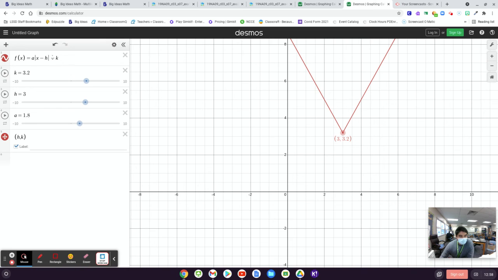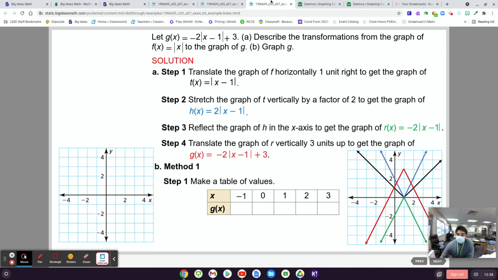So yeah, this is what we call the vertex form of an absolute value function. So yeah, that is the video on absolute value functions.